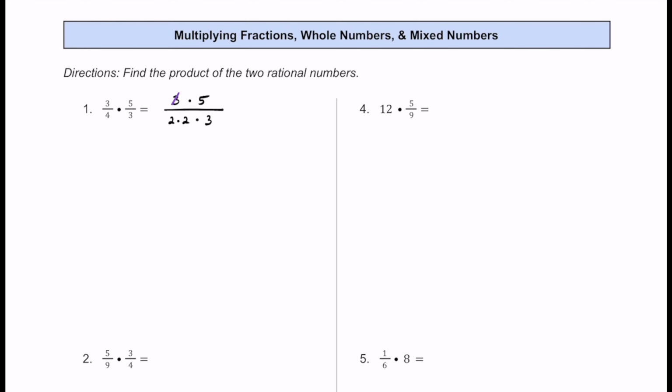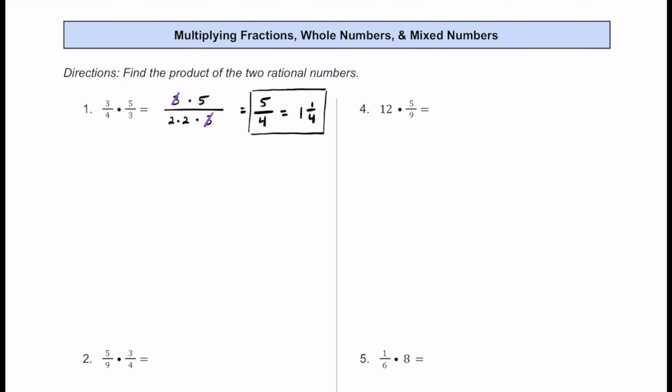And so what do they have in common? It looks like the top and the bottom both have a 3. And if you go ahead and cross those out, then the only number left on top is going to be 5. And on bottom, we have 2 times 2, which is going to be 4. So you could leave your final answer as 5/4, or as a mixed number, you could say that's going to be 1 1/4.